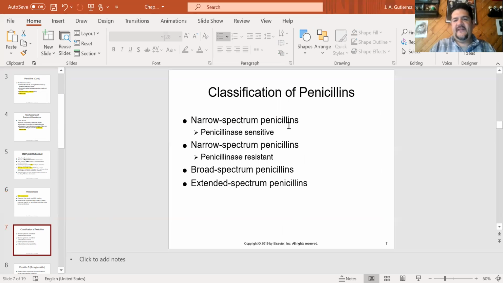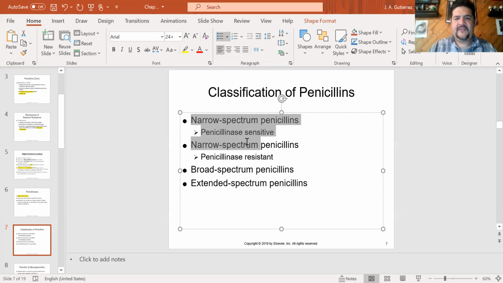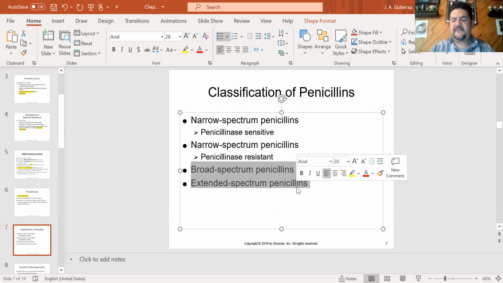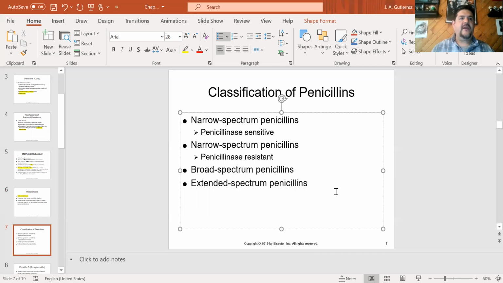So we have narrow spectrum penicillins that are penicillinase sensitive, narrow spectrum penicillins that are penicillinase resistant, broad spectrum penicillins, and extended spectrum penicillins. Usually the first two, I know it's the same name, narrow spectrum penicillins, are the ones that we use for outpatients, simple sore throats, strep throats, stuff like that. Broad spectrum and extended spectrum are used for more complicated cases, especially those infections that are acquired inside a hospital.